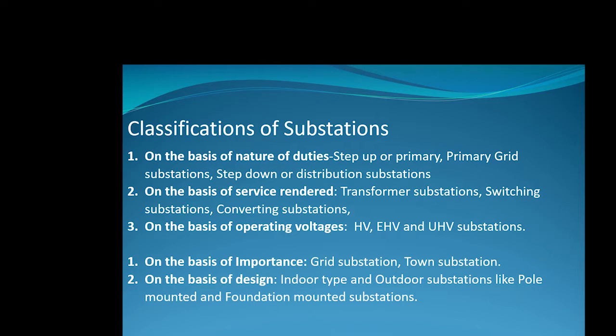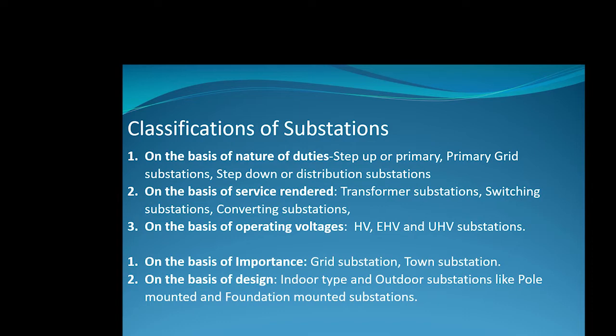Classification of substations. Substations can be classified on several factors. On the basis of nature of duties, we have primary or step up substations, primary grid substations, and distribution or step down substations. Primary step up substations are placed close to the generators, where power loss will be minimum if the step up transformer is close to the generating point, and the stepped up voltage is given to the transmission lines.